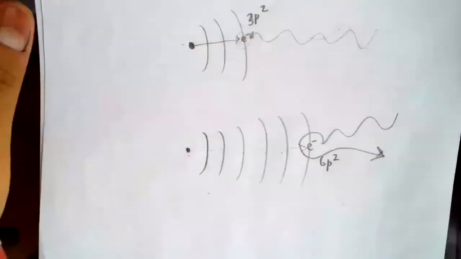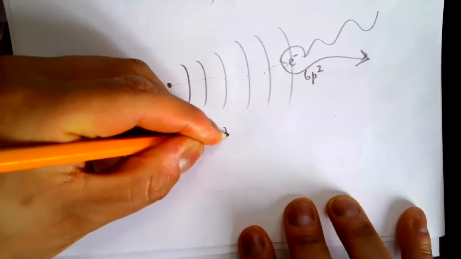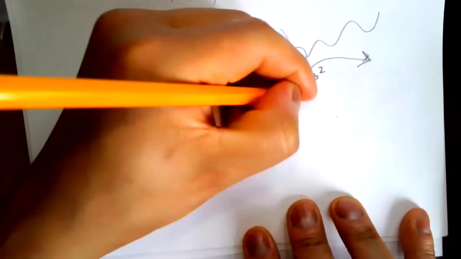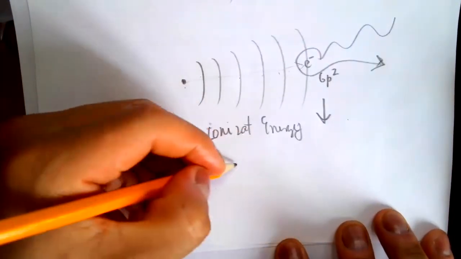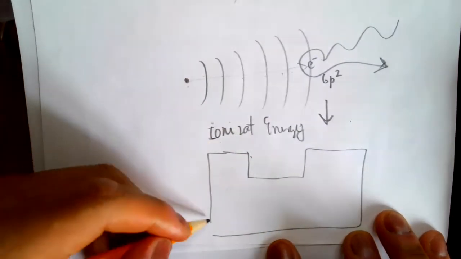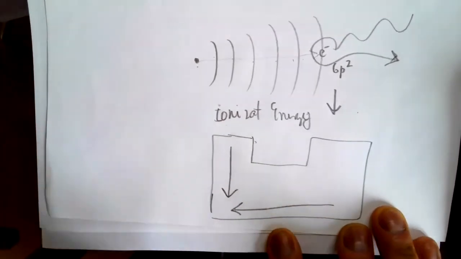So I would say ionization energy decreases this way. This is my periodic table. The ionization energy decreases if I go down and if I go left.